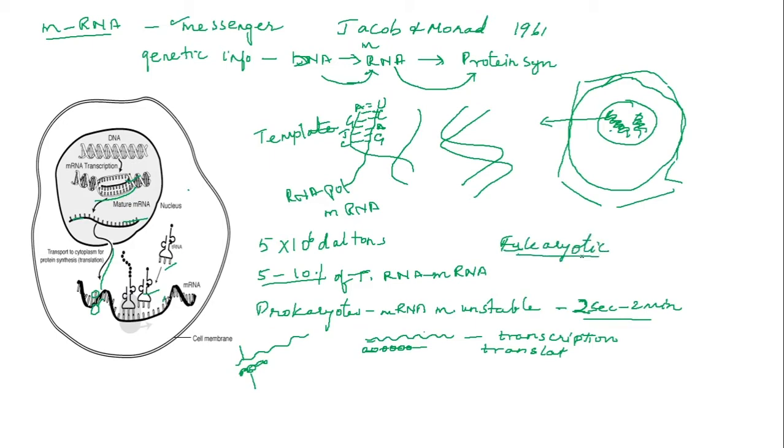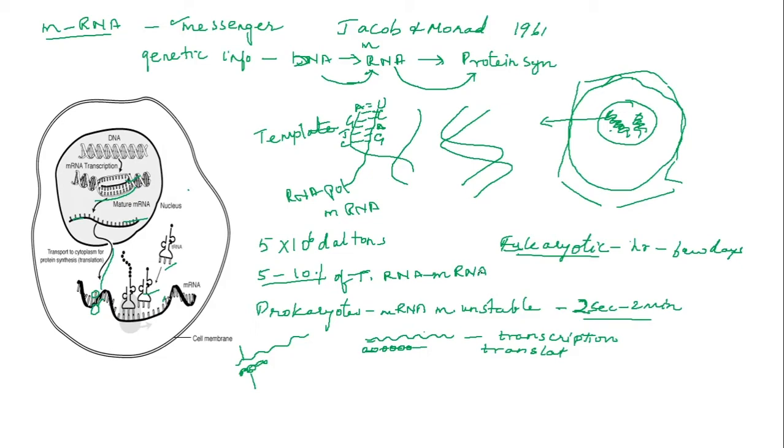In eukaryotic organisms, it is stable when compared to the prokaryotes. The half-life is from a few hours to a few days. So it doesn't get destroyed immediately. It remains for some time and translation occurs one after the other. That is, after transcription, translation occurs.